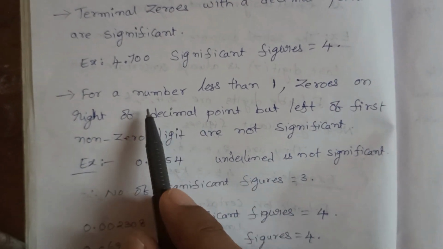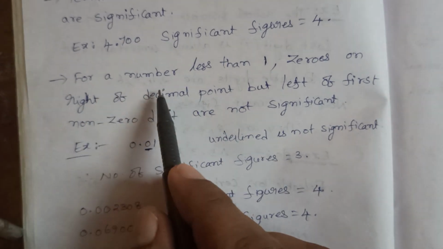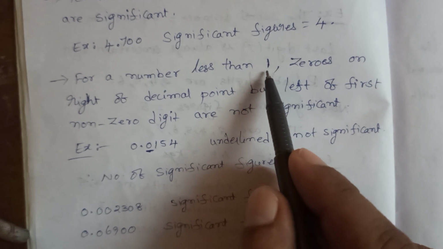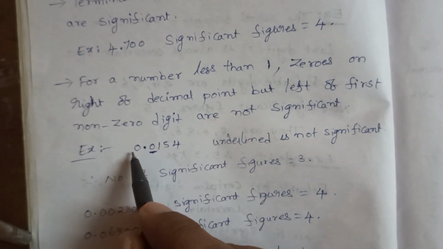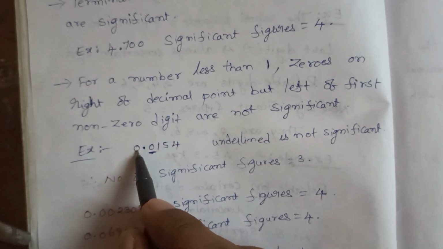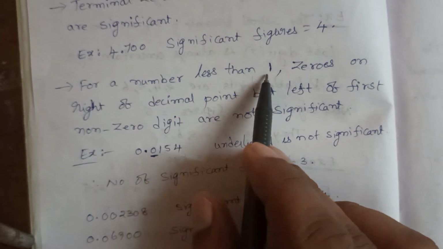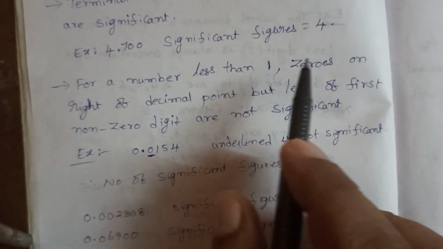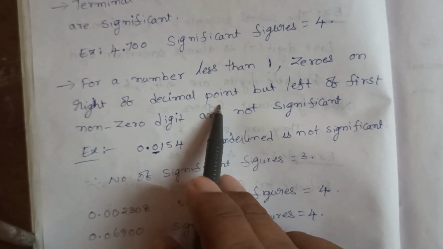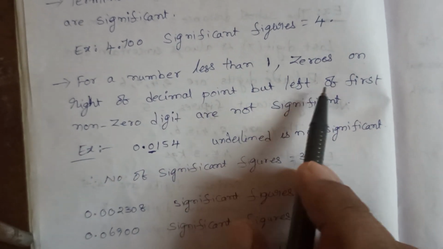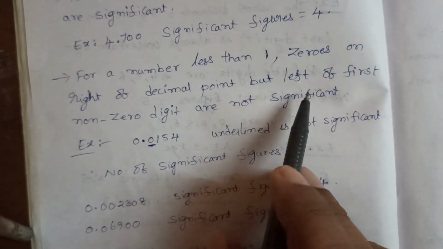Next, one more rule. For a number less than 1, meaning before the decimal we generally get no number, maybe 0, you can take 0. For a number less than 1, zeros on the right side of the decimal point but left of the first non-zero digit are not significant.